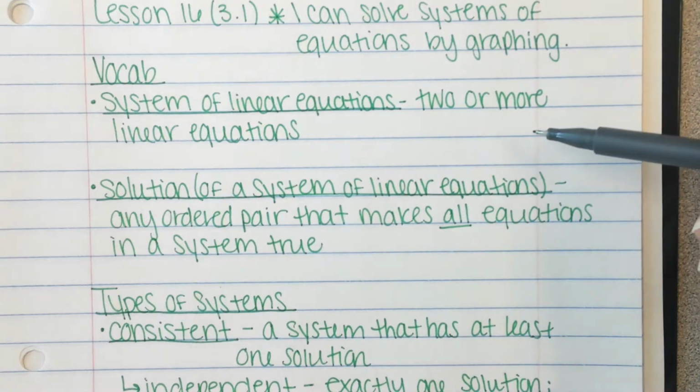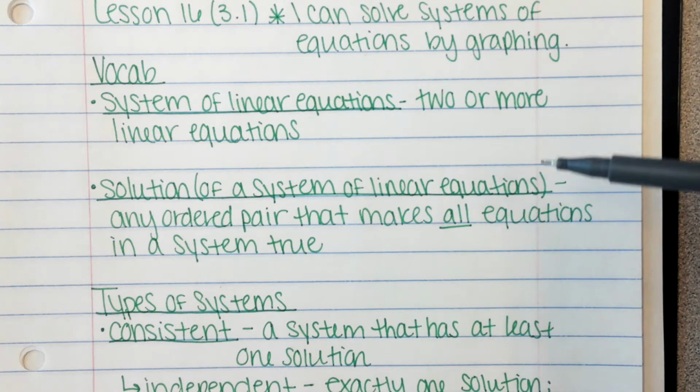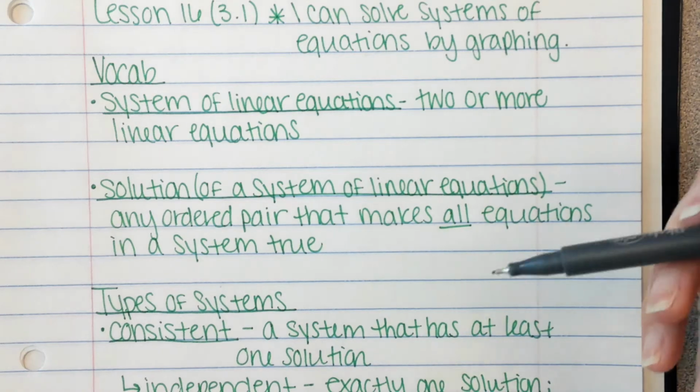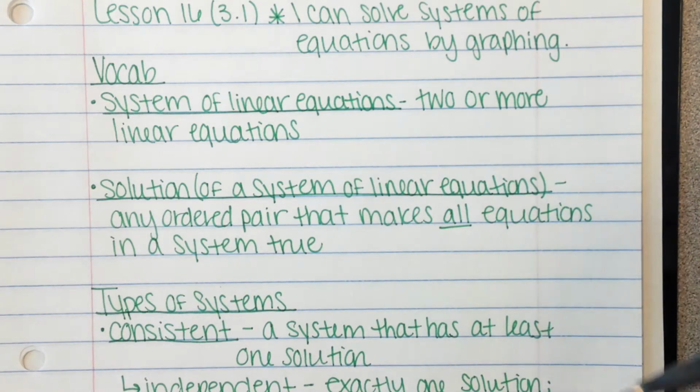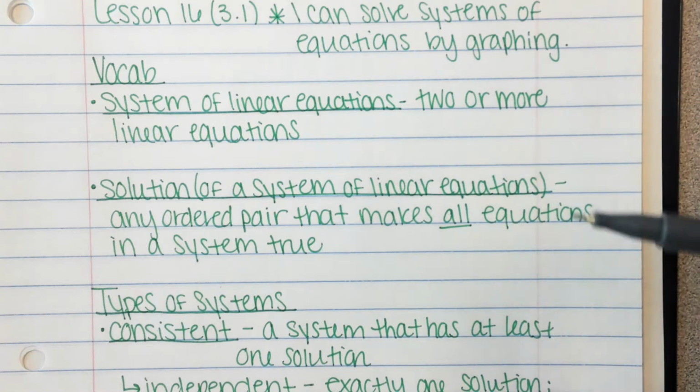All right, so first we have system of linear equations. That's when you have two or more linear equations. So far, we've just worked with one equation at a time. Now we're going to look at two equations at a time, and we could see 3, 4, and so on. And our main focus for now is just going to be two equations.